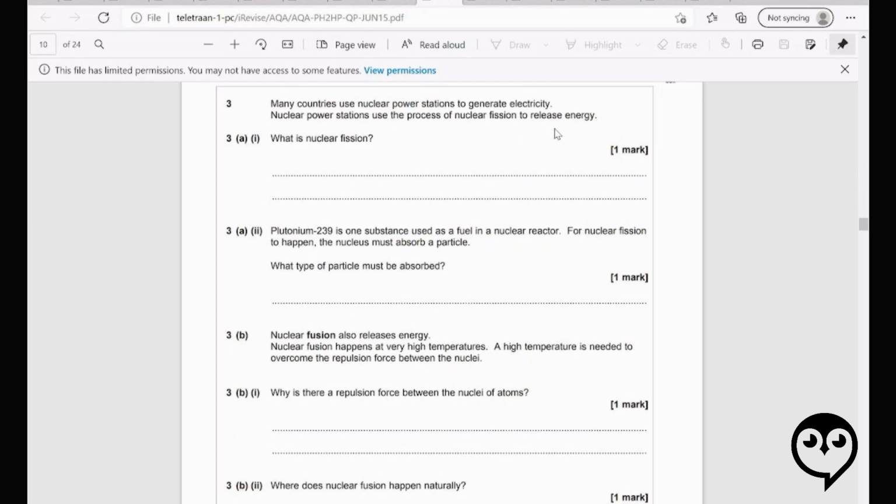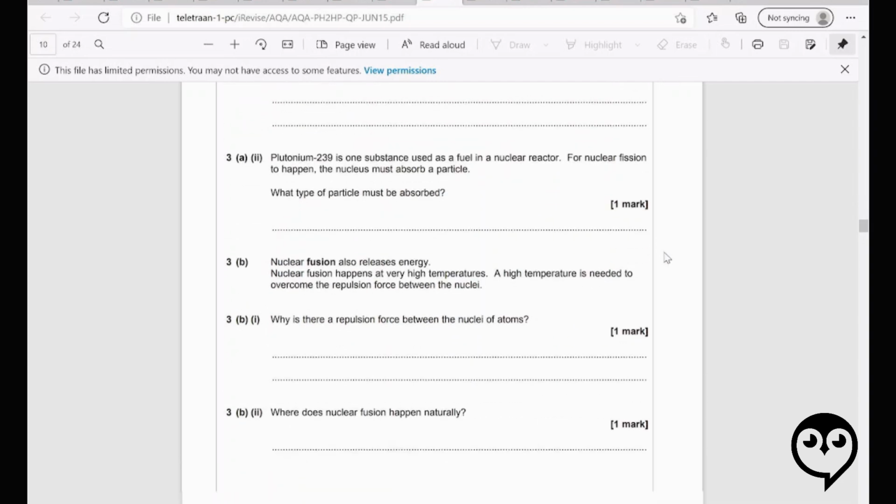Moving on. This is another AQA, June 2015, also a paper 2. What is nuclear fission? We can just say it's when a nucleus splits. I'd leave it at that. Again, we're not splitting atoms. They're talking about nuclear power stations up here. Plutonium-239 is sometimes used as a fuel. What particle must be absorbed? Again, neutron. I'm guessing these are very similar. I'm not sure what AQA's syllabus is, but we'll get into some trickier ones in a moment, I'm sure.